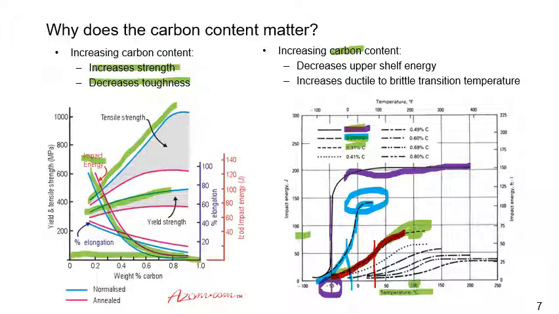So what does that tell us about carbon content? It reiterates that an increase in carbon content decreases the upper shelf energy and increases the ductile to brittle transition temperature. So an increase in carbon impacts us in two negative ways in terms of toughness.